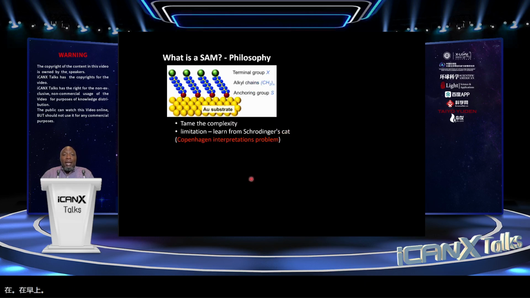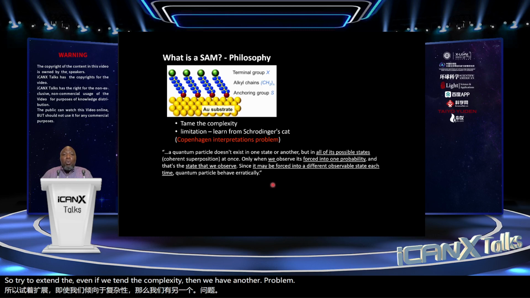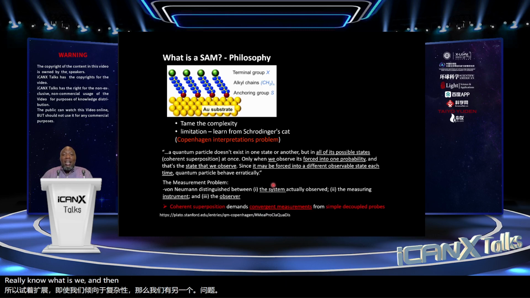So we try to tame the complexity, but even if we tame it, then we have another problem. Do we really know what is going on? Do we then have a measurement problem? Is what we are measuring really a representation of what is on the surface? To get coherence in this measurement, we have to think about bringing convergent tools to tell us what is happening at the surface.